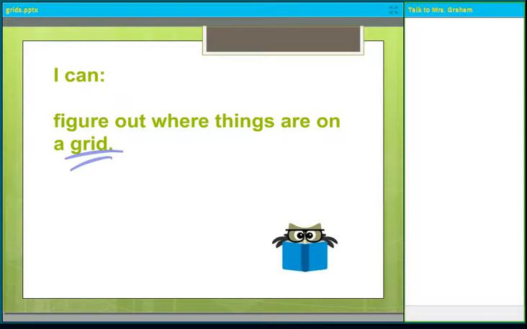I enjoy working with the grid. I think it's fun to work with. So let's say our I can statement today, guys. Say, I can figure out where things are on a grid. This is what you can do, everybody. We all can do this. It just takes a little practice, and then we'll be good to go. So we will obviously have to practice, but I think it's pretty fun.